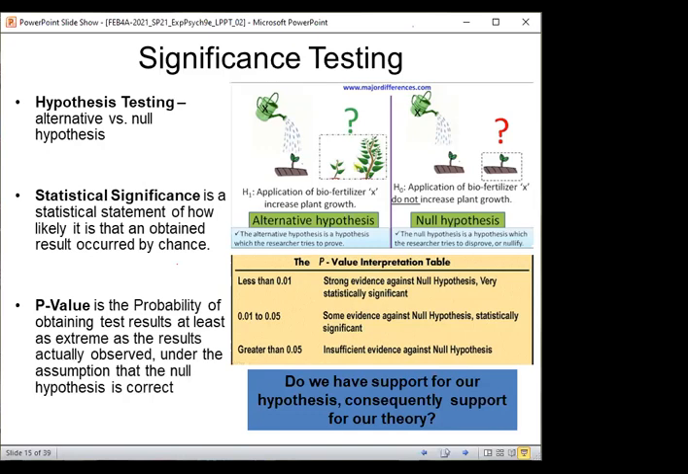So basically what it comes down to, in a nutshell, is the following. Do we have support for our hypothesis? Consequently, support for our theory. So a p-value less than 0.01 is usually where most research that I've been reading these days is more comfortable. When they get that p-value that's less than 0.01, that means they can reject the null hypothesis and find support for the alternative hypothesis. Okay, the hypothesis that the researcher is trying to prove.